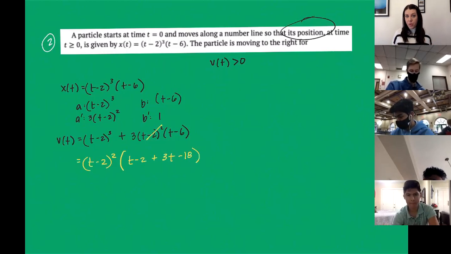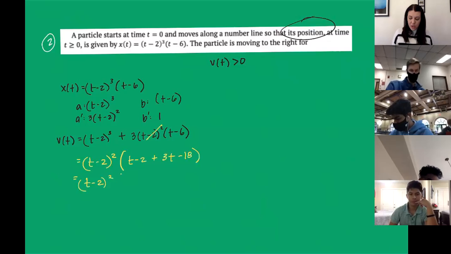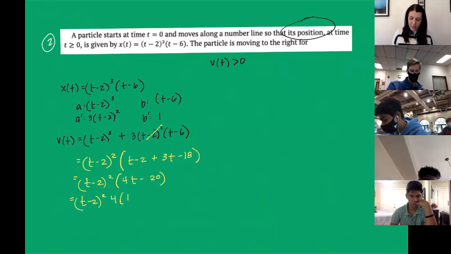Okay, now we're almost to a very helpful place where this is factored and we can think about the graph. So t minus 2 squared times, we've got a t plus a 3t, that's a 4t, minus a 20. I'm going to factor out a 4 just so I can easily see that factor. So times 4 times t minus 5.